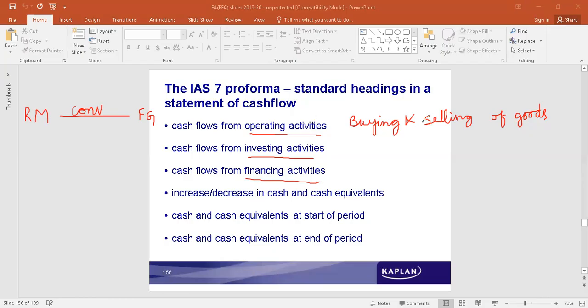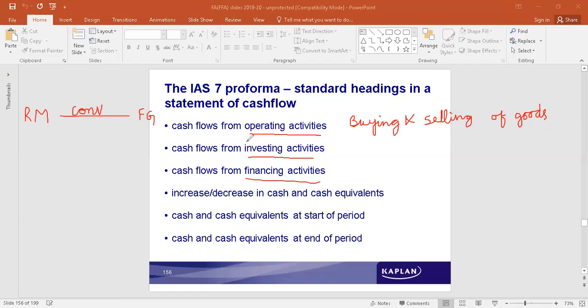First one is the main operation of the business, buying and selling of goods. Anything associated with this activity is part of operating activities. Investing activities are when funds are invested into assets out of which the business can get benefited. So investment into assets used in their own business, or investment into another business, out of which the benefit they can receive is a return from the investment made in other businesses. So those are categorized as investing activities.